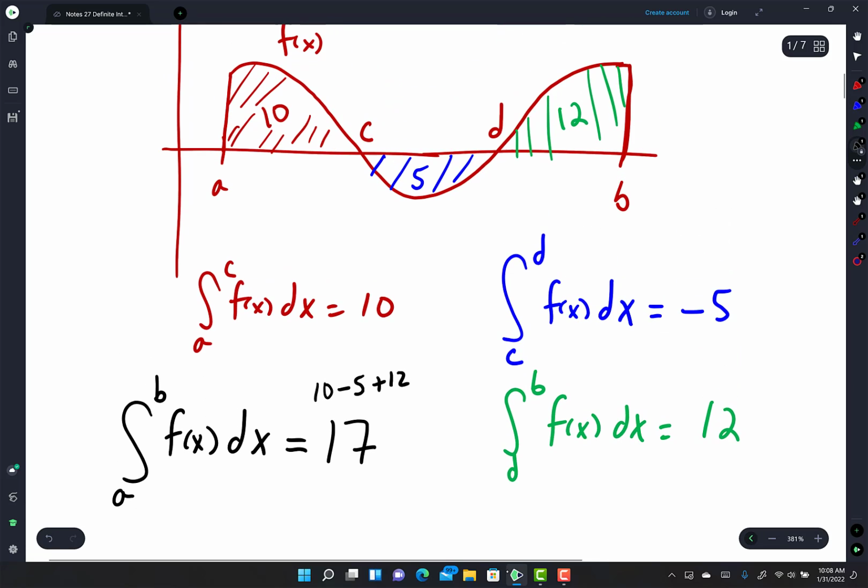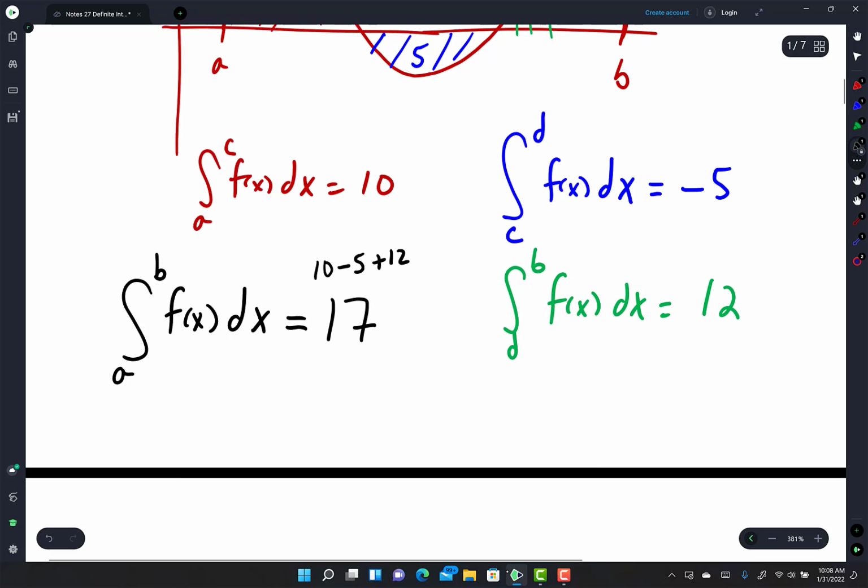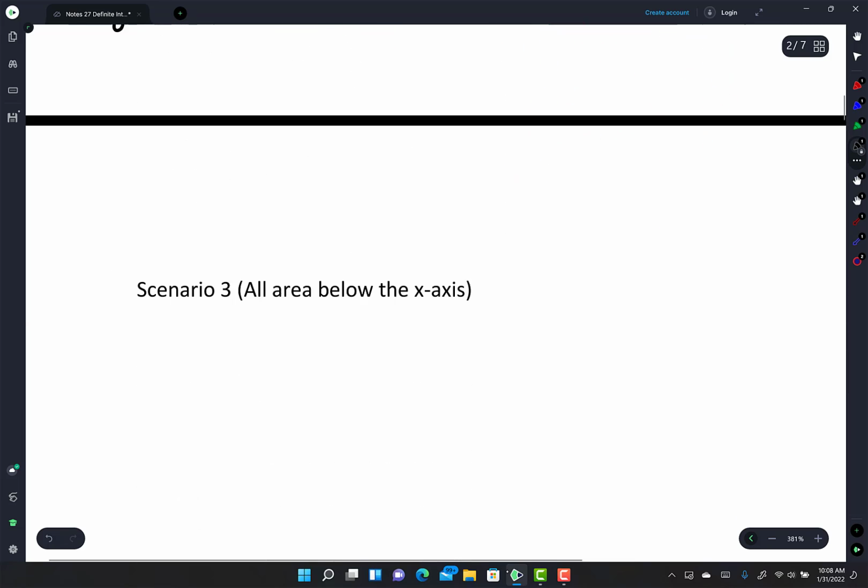All right, so you're already kind of seeing a property here that you can start adding integrals. And we haven't even started talking about properties, but you already see how it's not going to be that bad.